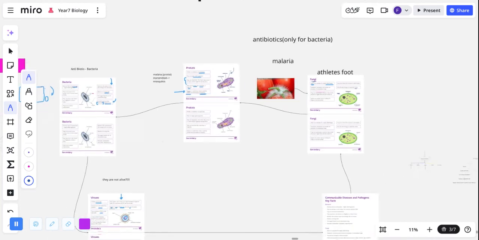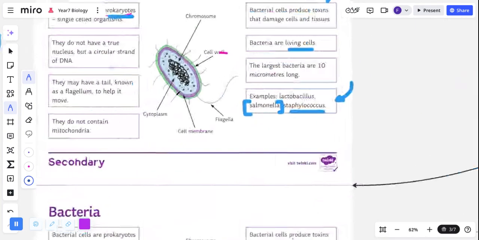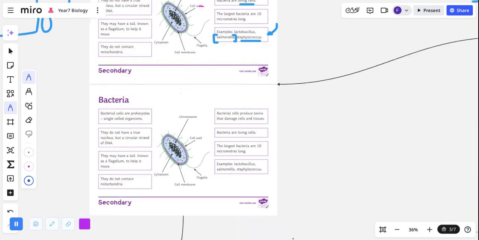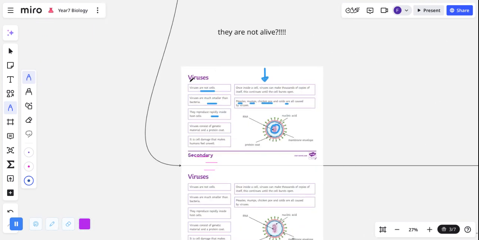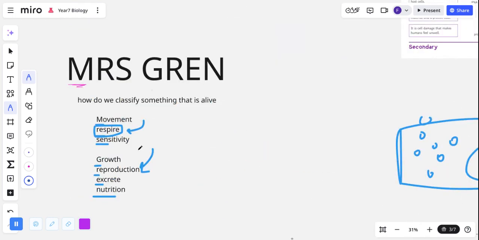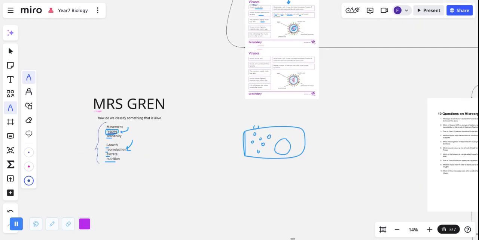The penultimate thing I really want to talk about is bacteria. You will notice bacteria, and I said it last time, are really small, but notice there is no nucleus. That is an easy way to recognize a prokaryote. It has no nucleus. Viruses cause disease. They are not alive. We do not class them as living. They do not respire. We looked at Mrs Gren and how we class something as alive. Something that is alive must have all of these, not one, not two, must have all of them for us to class it as being alive. Viruses do not respire. They have no mechanism for respiring. Therefore, we do not class them as alive.